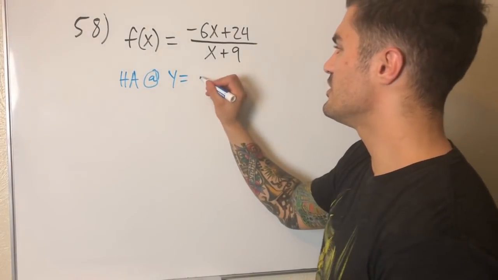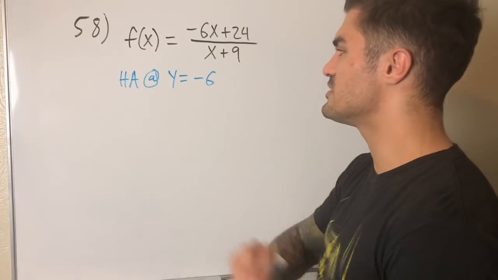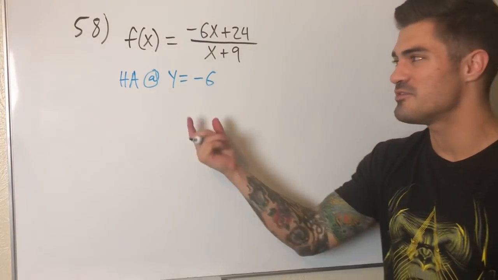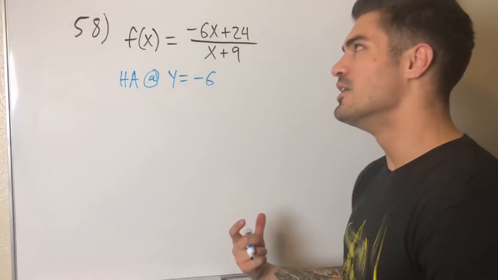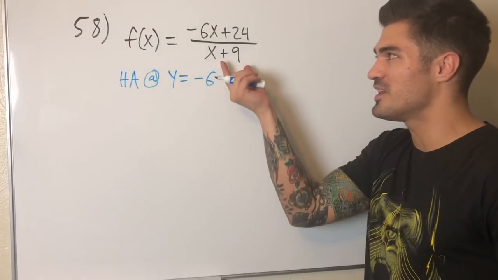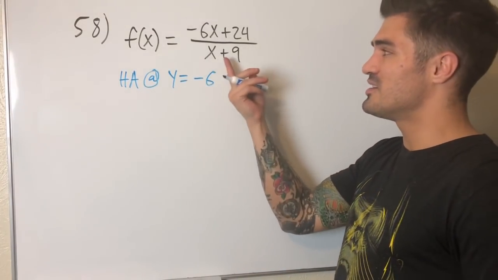Y equals negative 6 over 1. That's just negative 6, all right? So that's my horizontal asymptote. I didn't have to do any math to find that. Pretty cool, right? So vertical asymptote, again, I'm always looking at the denominator and what makes the denominator 0.